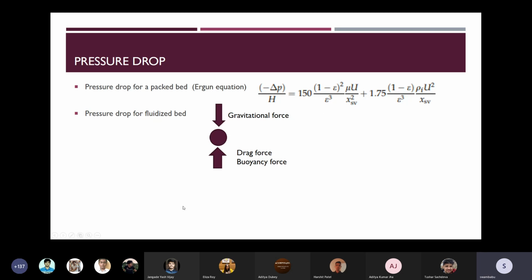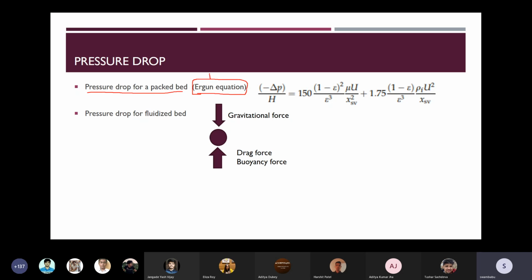Sorry, I just copied this equation from the book, so it's not so clear. But anyway, I'll upload the book chapter, and you can see the equation clearly. Pressure drop for the packed bed. This is called the Ergun equation. This is the famous equation, and definitely this equation will be derived and taught in the fluid mechanics course.